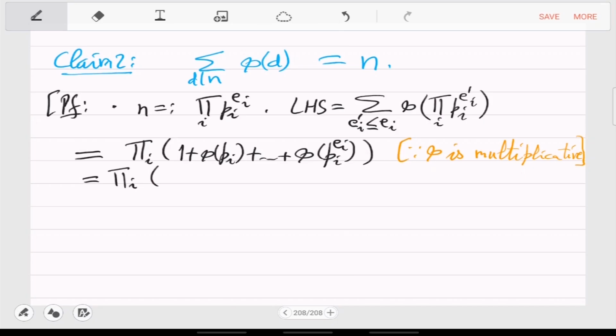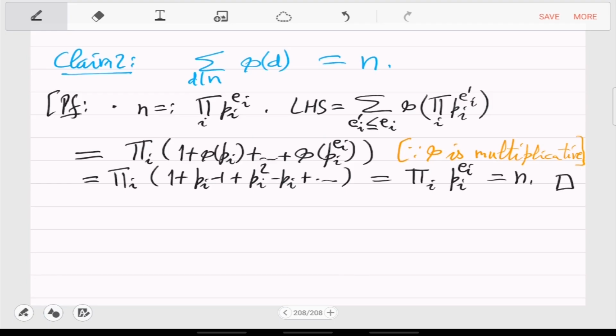so what is phi of p_i? What is phi of p_i square? So you see the pattern, right? What you are getting here is the last number, which is p_i to the e_i, which is equal to n. Right? That's the proof. So if you sum over all divisors, you get n for the Euler totient function. That's claim 2. Any questions here?